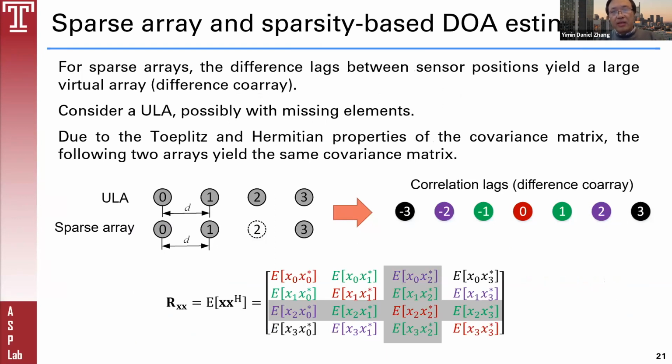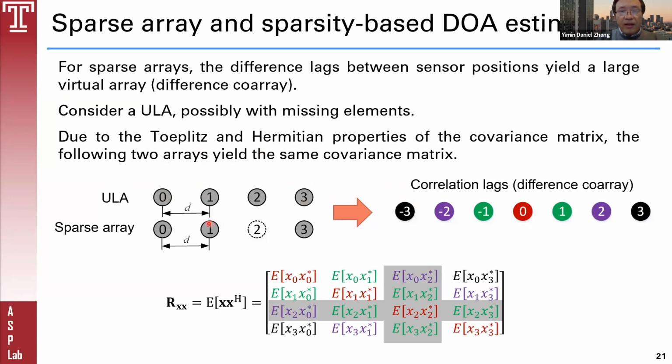So for sparse arrays, the difference lags between sensor positions will yield a large virtual array. So we can consider a uniform linear array possibly with missing elements. For example, here I have a uniform linear array with 4 sensors. And then when you calculate the delays, or say the lags, from here, you can get lag 0 and lag 1 between them, or lag 2 between these, and lag 3 between them. And definitely you can reverse the direction, so you can get the lags between -3 and 3.